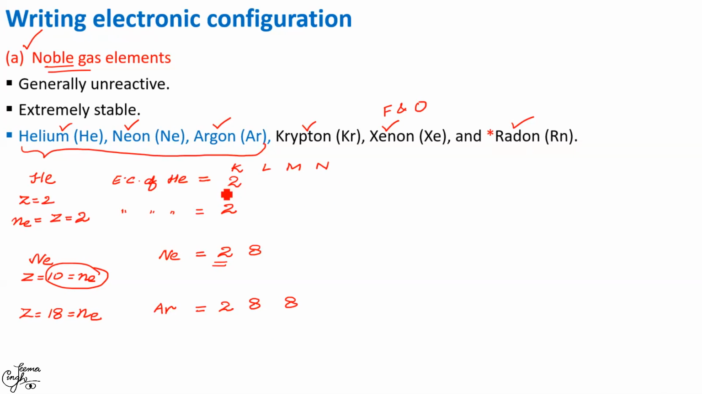So the electronic configuration of helium, neon and argon can be represented as: helium is equal to 2, neon is 2, 8, where you separate the shells by commas, and for argon it is 2, 8, 8. Here commas are used to segregate the shells. So you have a choice. If you want, you can mention K, L, M, N, or you may skip. You can simply write helium is 2, neon 2, 8 and argon 2, 8, 8.